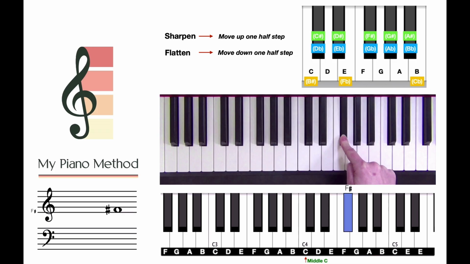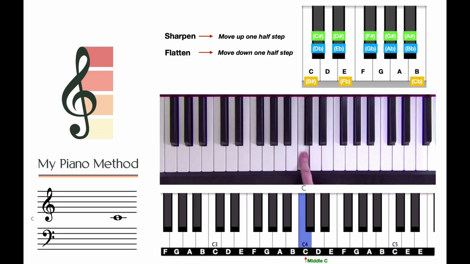So what happens when you come to a note that doesn't have a flat either side of it? Well, the same rules apply. So if you're on an F and I ask you to sharpen it, you have to go up a half step. So you would go up to F sharp, and this black note is F sharp. But if we want to flatten this F, we have to go down a half step. So we go down a half step to this E. So this E is also an F flat.